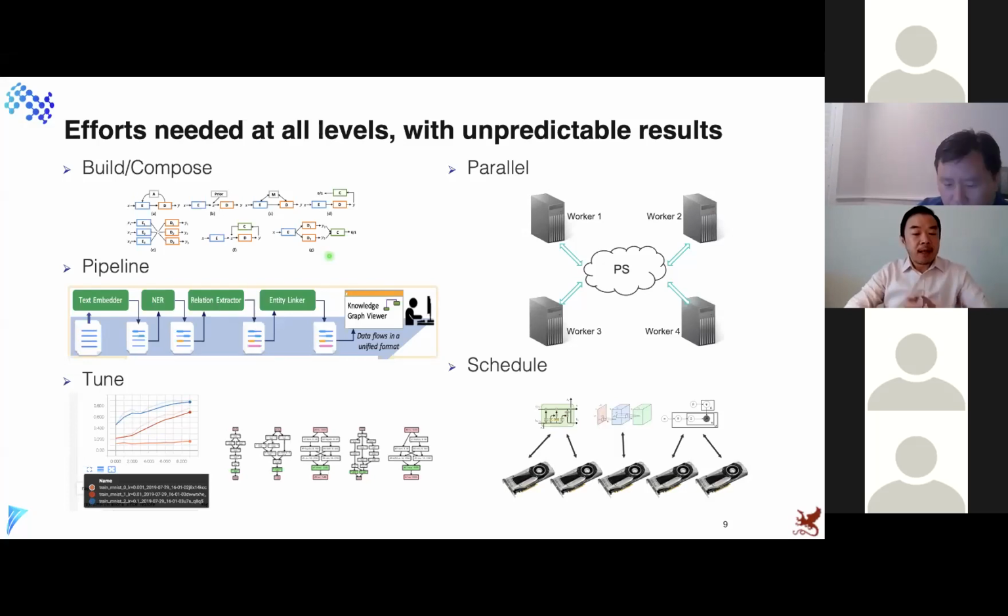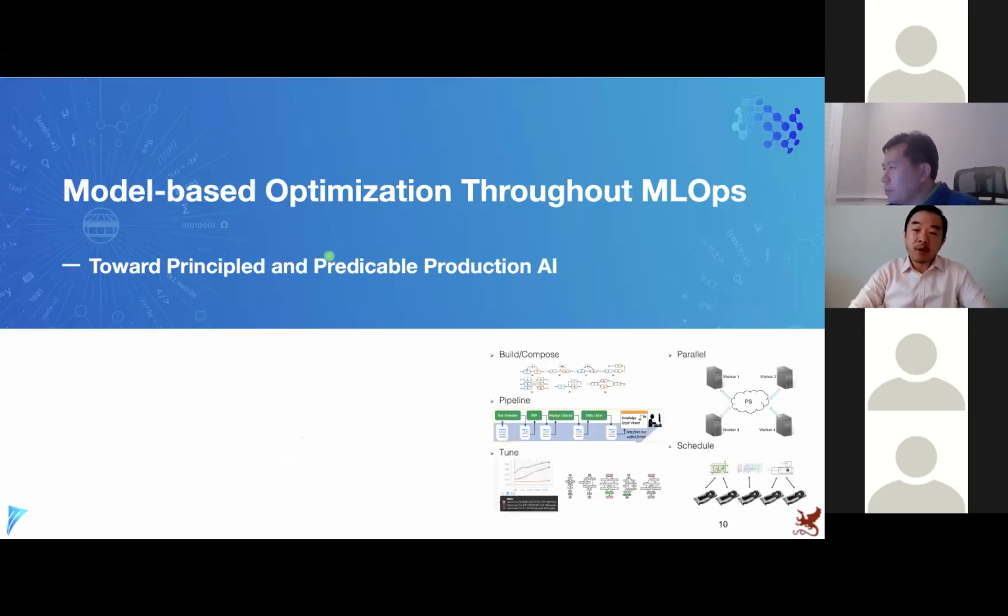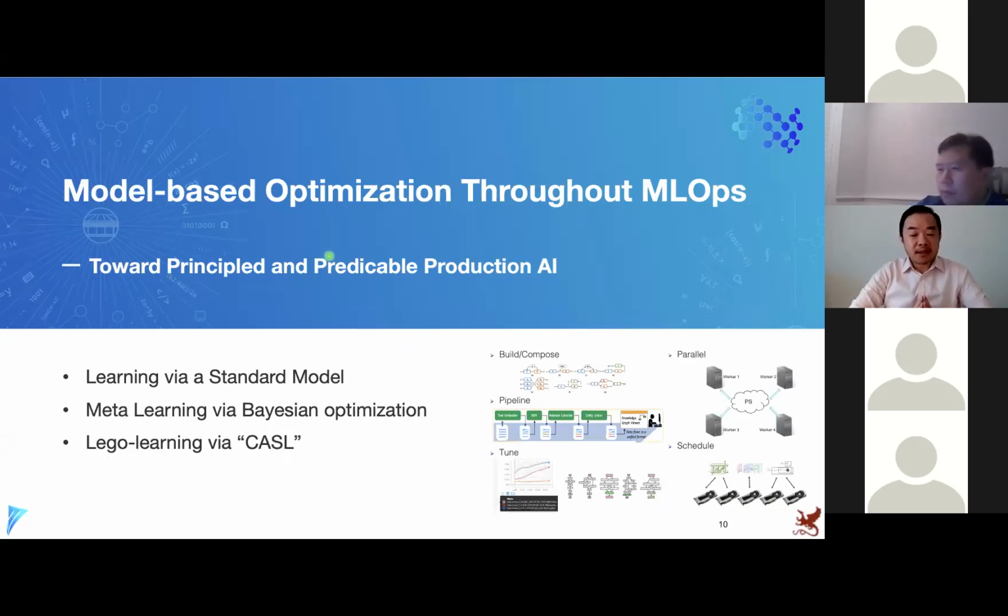So with that, I'm going to present a collection of results leading to model-based optimization through all the steps of a machine learning operation. And we want to show a roadmap toward principled and more predictable production level AI. Right? So with that, today I'm going to discuss 3 major results which we achieved in the past several months. One is on how to learn using a more standardized approach, then how to meta learn, using also a standardized and model-based approach, and finally how to Lego learn using a set of tools.